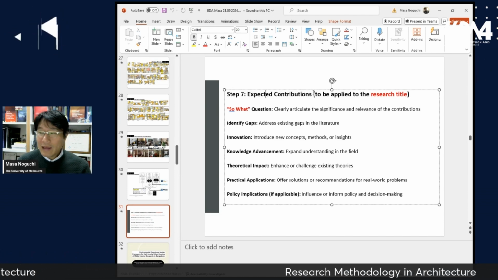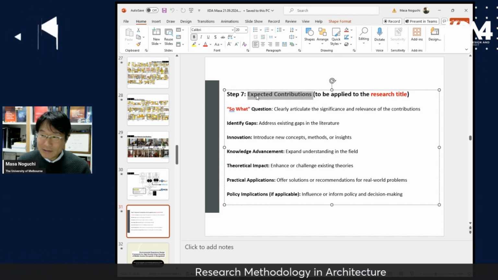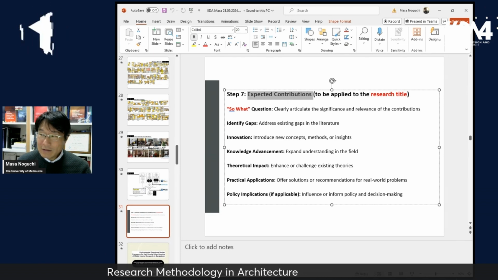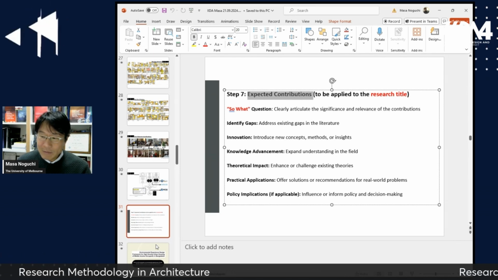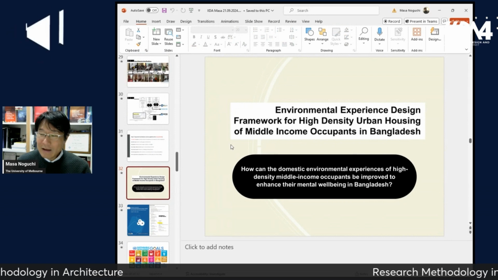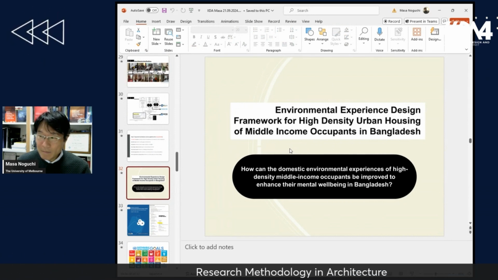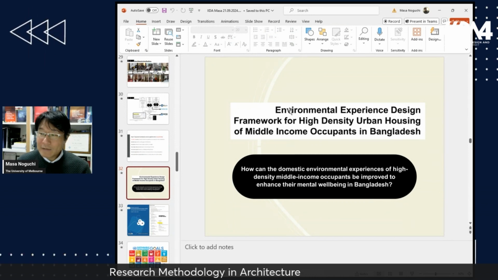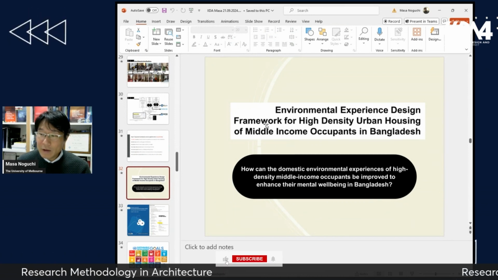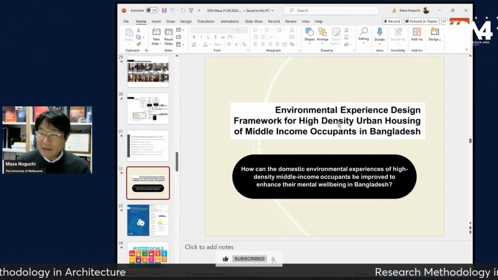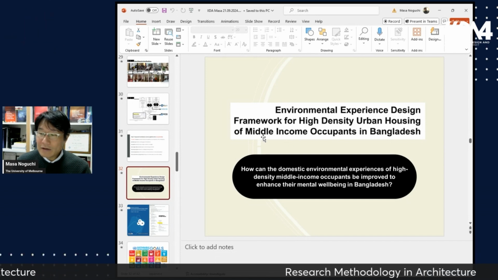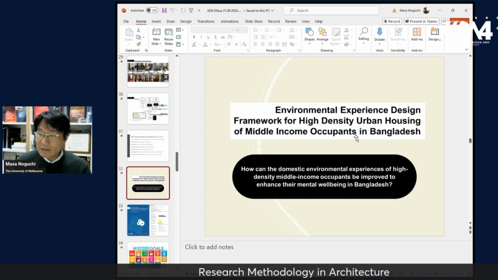quite often expected contributions can reflect the research title. Okay, let me see Sajal's research title. This is the research title: Environmental Experience Design Framework for high density urban housing of middle income occupants in Bangladesh.